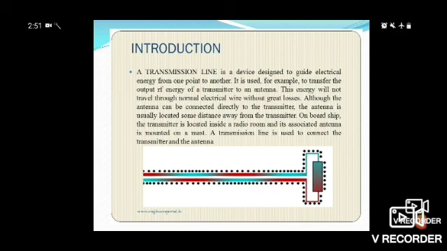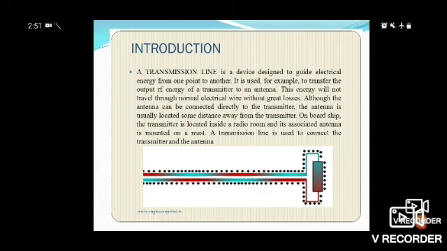For example, to transfer the output RF energy of a transmitter to an antenna, this energy will not travel through a normal electrical wire. Although the antenna can be connected directly to the transmitter, the antenna is usually located at some distance away from the transmitter. On board, the transmitter is located inside a radio room.